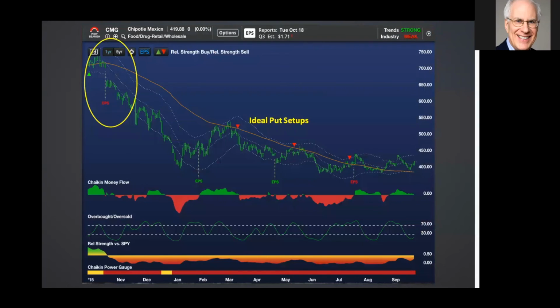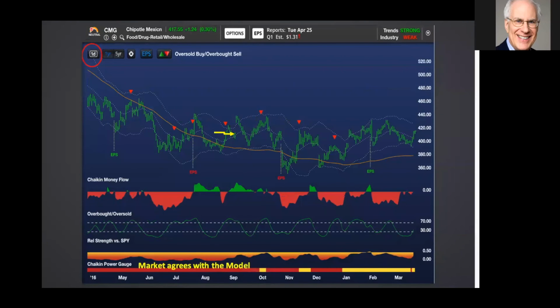We pointed out at the time that the power gauge rating had gone bearish at about 690 on the way to 380, that there were some wonderful put setups. Notice the relative strength buy signals, in this case it's the relative strength sell signals, last for 4 to 8 weeks. They're great swing trading put setups. So this is September when the stock was trading at 418. We've now had a huge rally in the market, and guess what? Chipotle is still trading at 418.